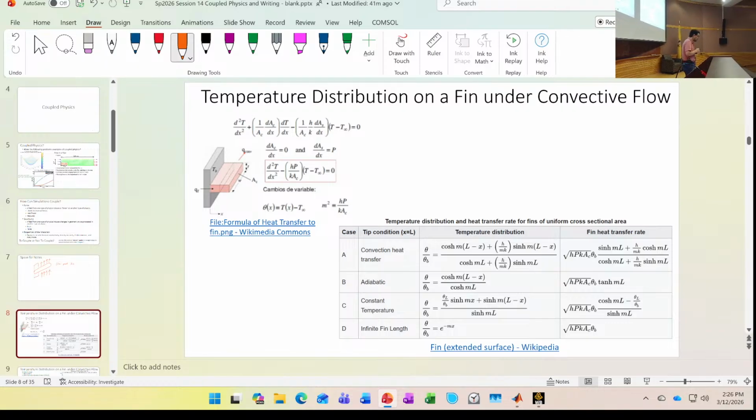So first of all, why do people care about fins and air and convection?